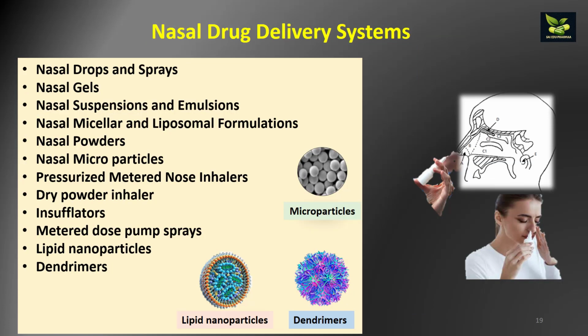Next, you can see nasal drug delivery system. In the nasal cavity, the drug is administered, and it could be nasal drops and sprays, nasal gels, nasal suspensions and emulsions, nasal micellar and liposomal formulations, nasal powders, nasal microparticles, pressurized metered nose inhalers, dry powder inhalers, insufflators, metered dose pump sprays, lipid nanoparticles, and dendrimer.